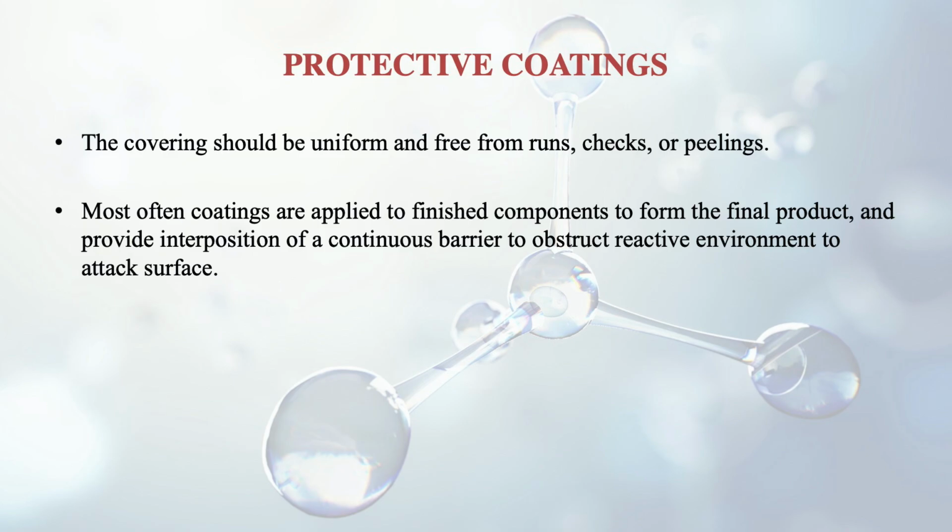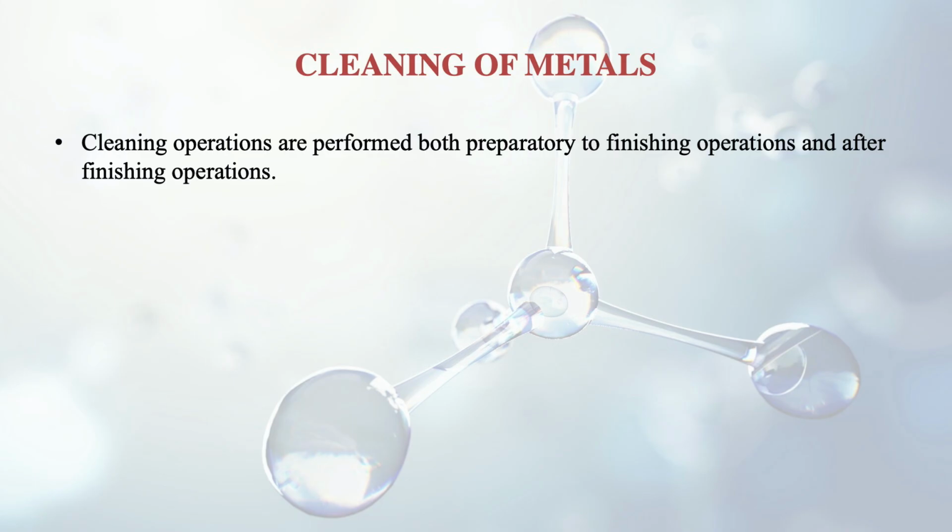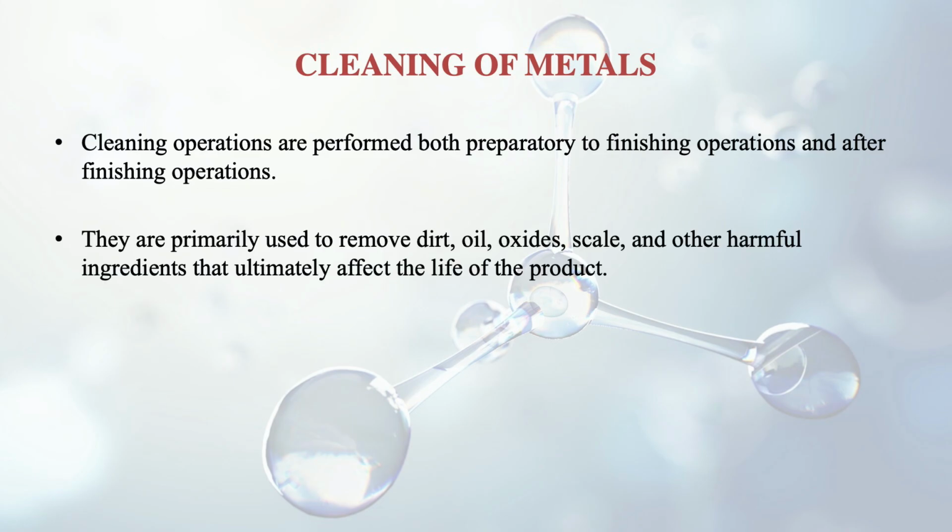Then we see what the cleaning of metals is and why it is needed. Cleaning operations are performed both for preparatory purposes and for finishing, and they are primarily used to remove dirt, oil, oxides and any kind of scale that is formed. Generally scales are formed at high temperatures, and cleaning is also used for removing harmful ingredients which generally affect the life of the product.